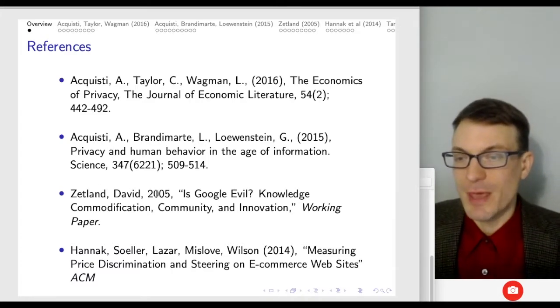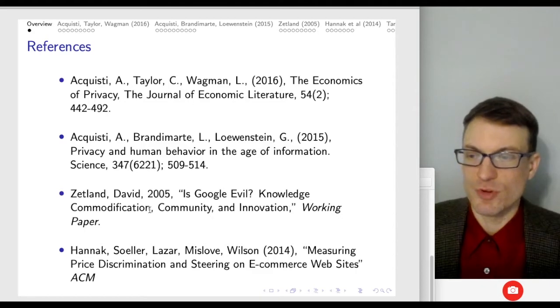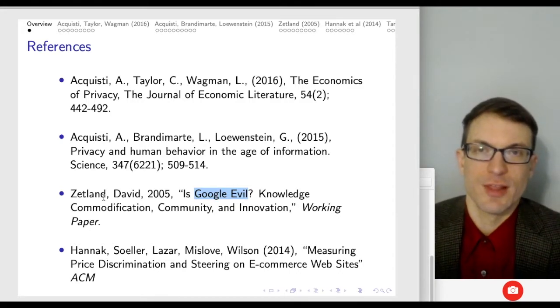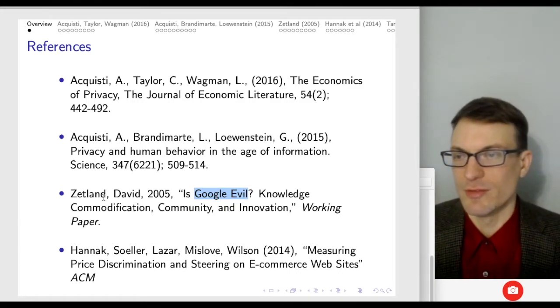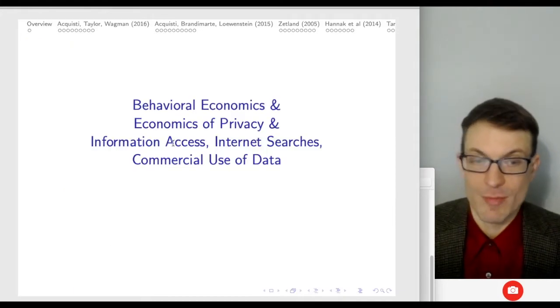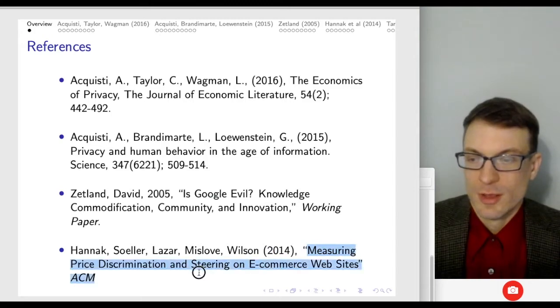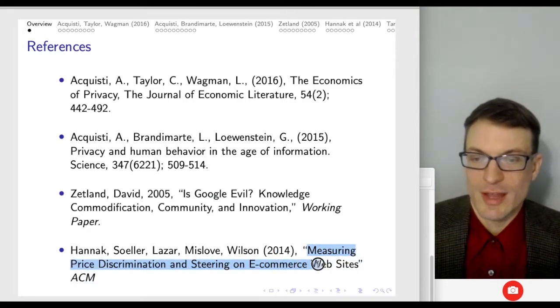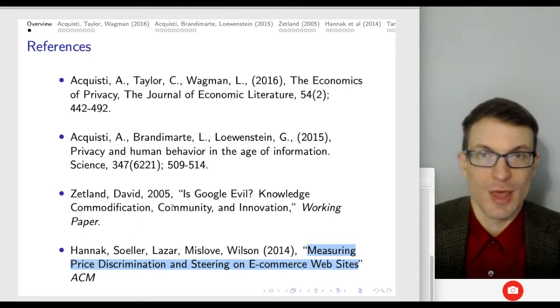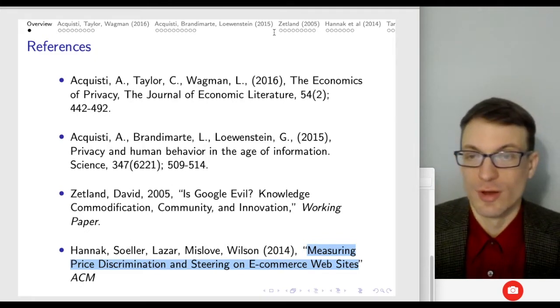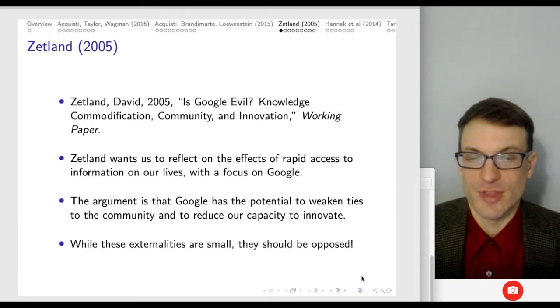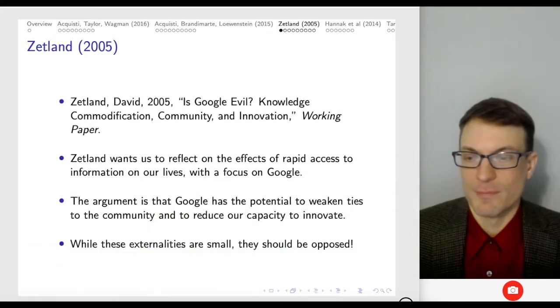But then I found this paper, which actually provides a really interesting perspective on thinking about Google and thinking about search results. And Zetlin raises some really interesting issues that I then like to explore. And I think that's really relevant for thinking about the economics of information lecture here specifically. Then I'll talk about this paper, Measuring Price Discrimination and Steering on E-commerce Websites, which is really interesting, thinking about the ways that firms had been using and continue to evolve in their use of people's data and information online.